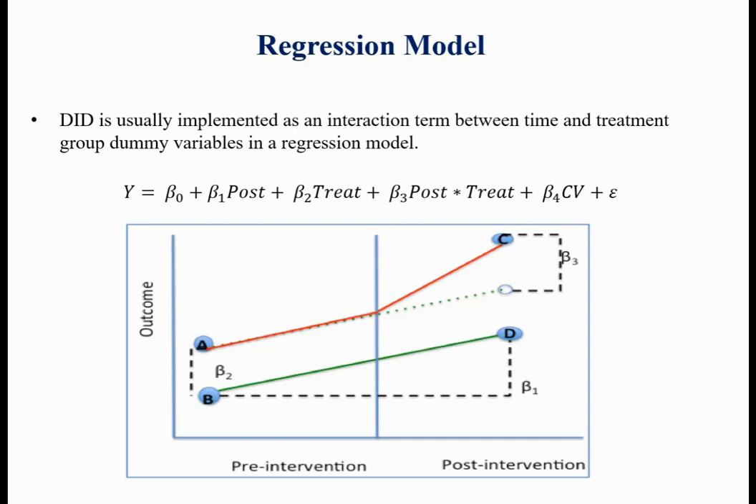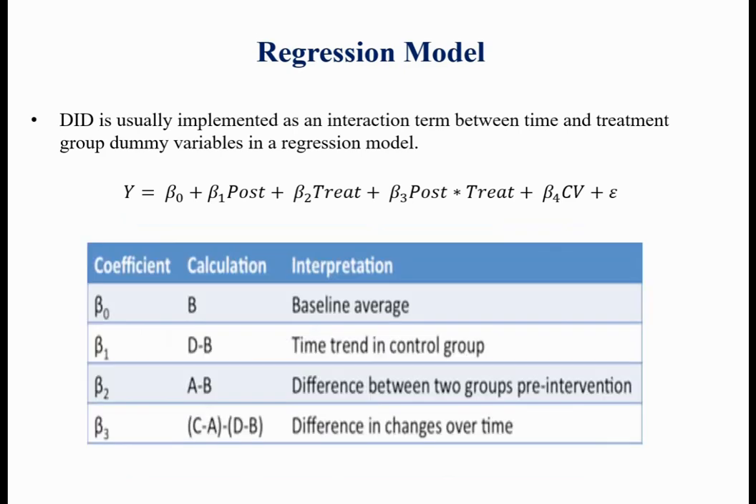Okay, so if you look at this diagram, B1 represents the change in what? In the timeline for the control group. B2 represents the change between the treatment and the control group prior to the intervention, and then B3 represents the actual difference in difference. So if I may show you clearly, B0 is our baseline average, B1 is the time trend in the control group, B2 represents the difference between the two groups pre-intervention, and B3 represents the difference in changes over time.